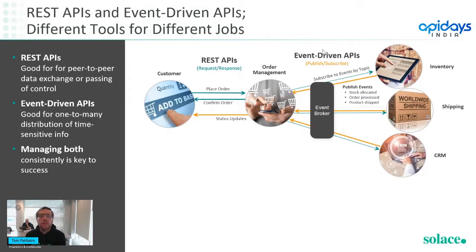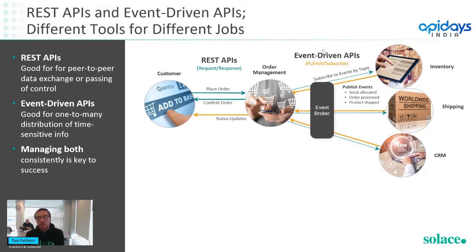So REST APIs are great for peer-to-peer data exchange, or even passing control. So for instance, our customer is passing control of his order process to the order management system. Event APIs, and notice this from the diagram on the right here, are good for one-to-many distribution. Okay, so you've got a single update, an order has been placed, and it's being sent to multiple systems.